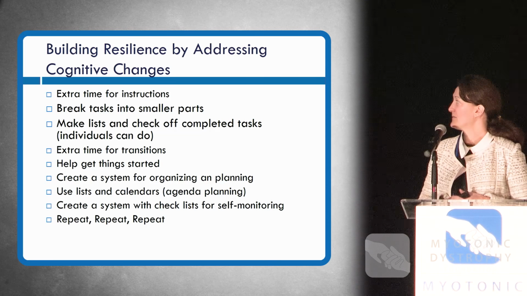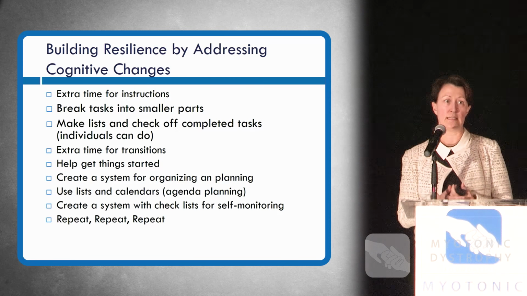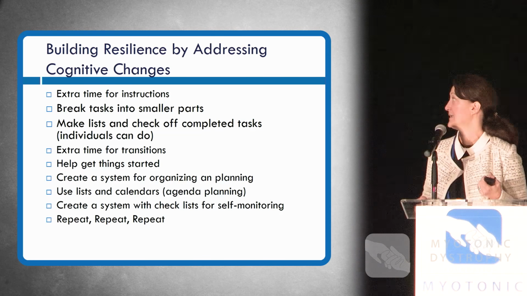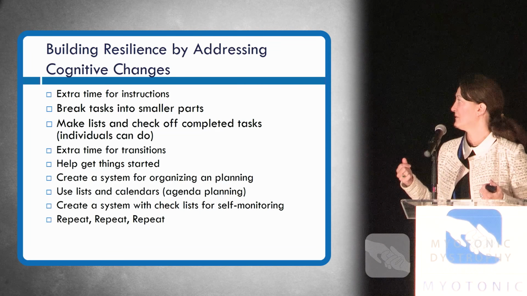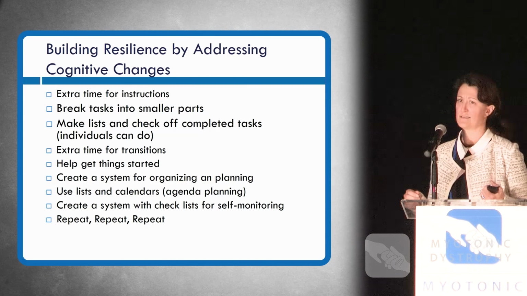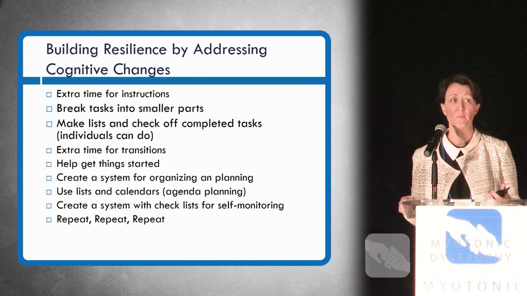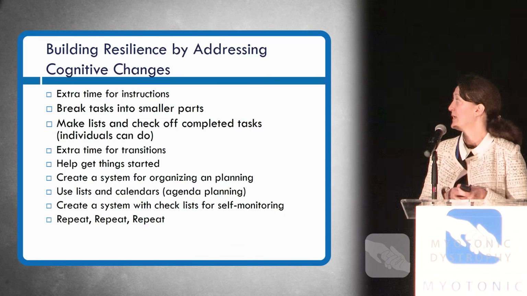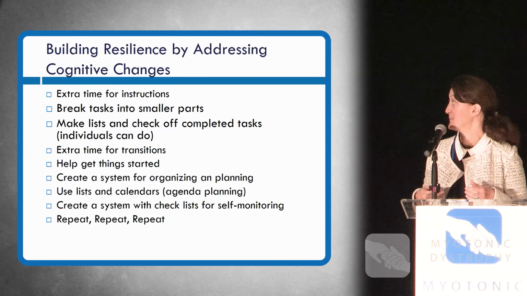You want to create a system for organizing and planning, and that can be done collectively as a couple, as a family, with your care team, with your healthcare team. And that could look like using lists and calendars or agenda planning. There's creating a system with checklists and self-monitoring, and then asking for help in monitoring that and being accountable. So holding yourself accountable and having your team feel accountable to your team.